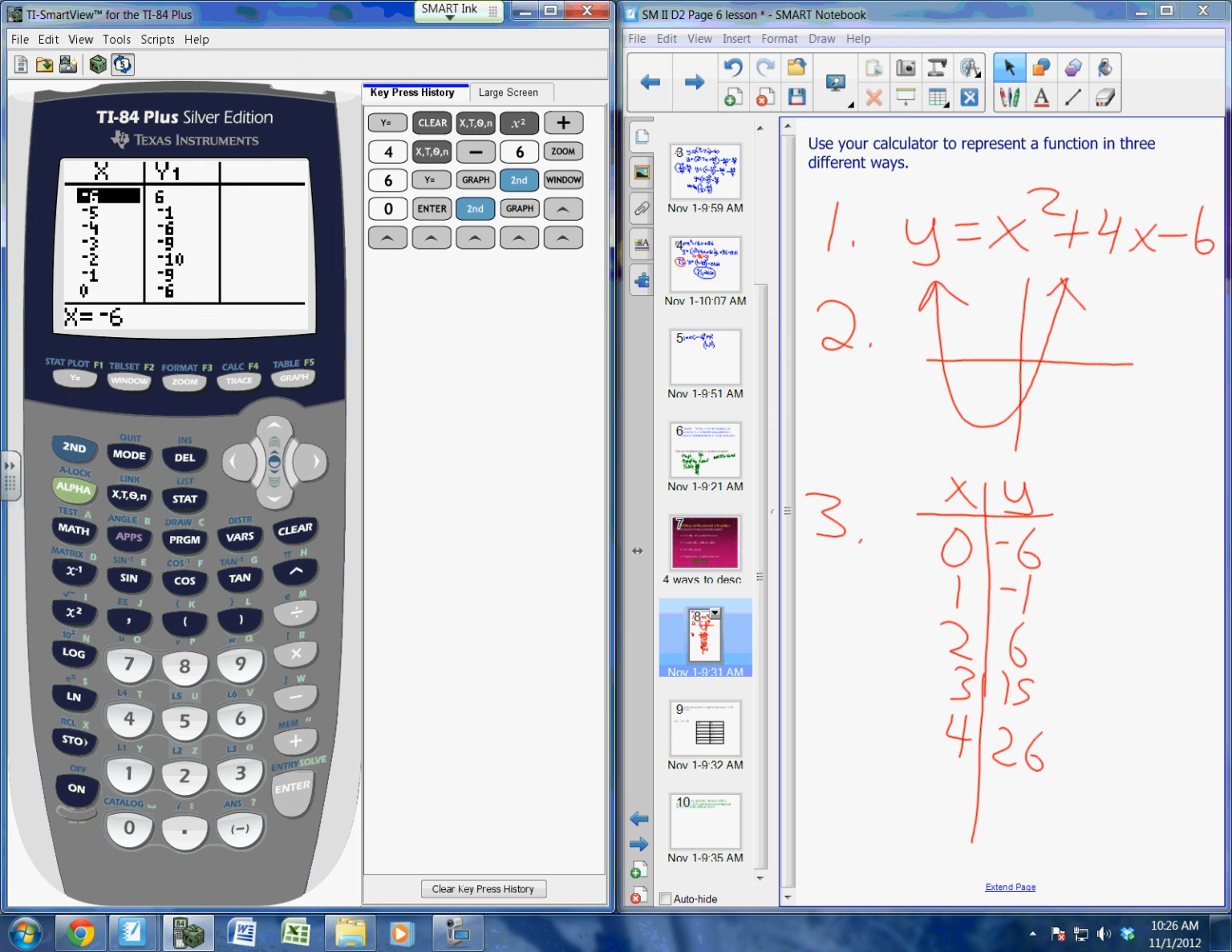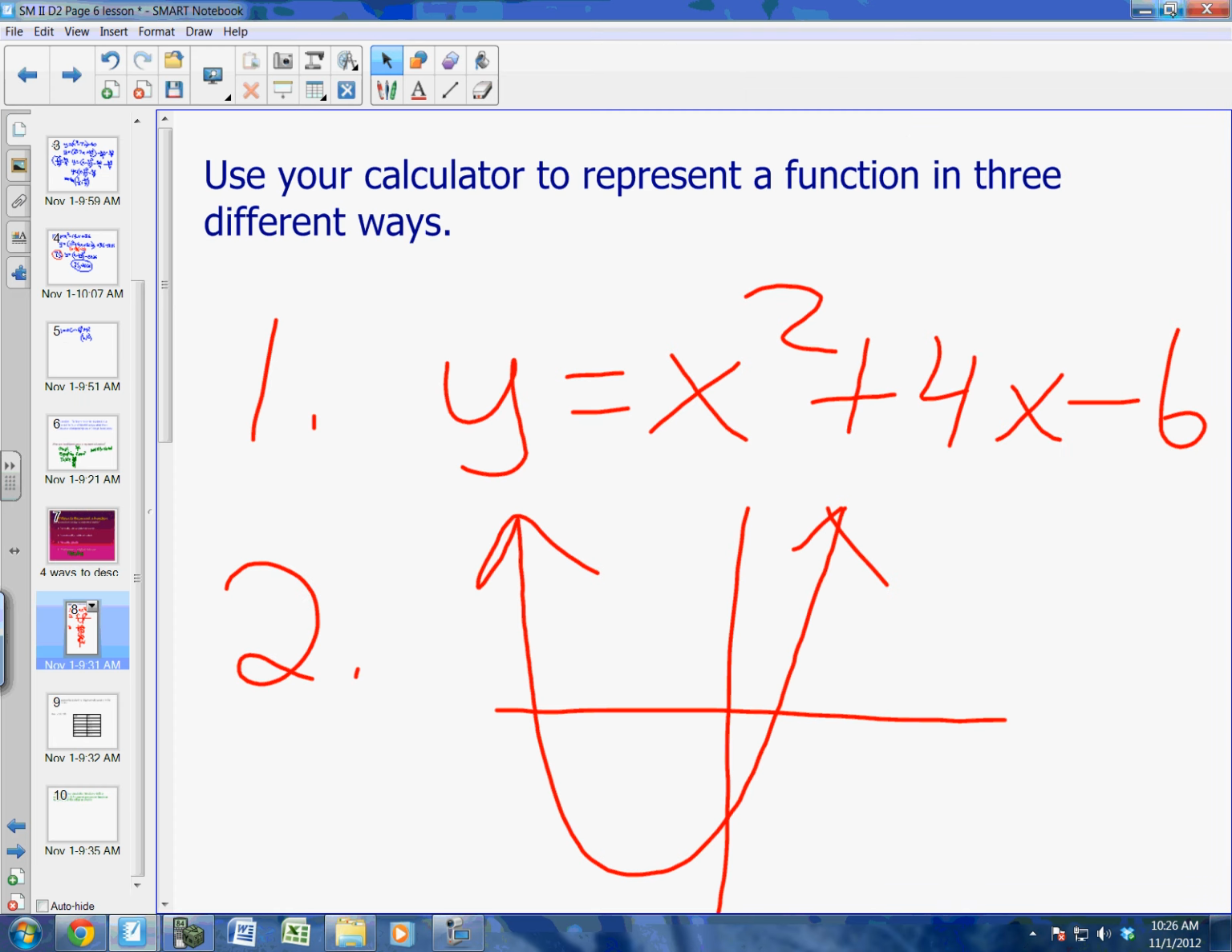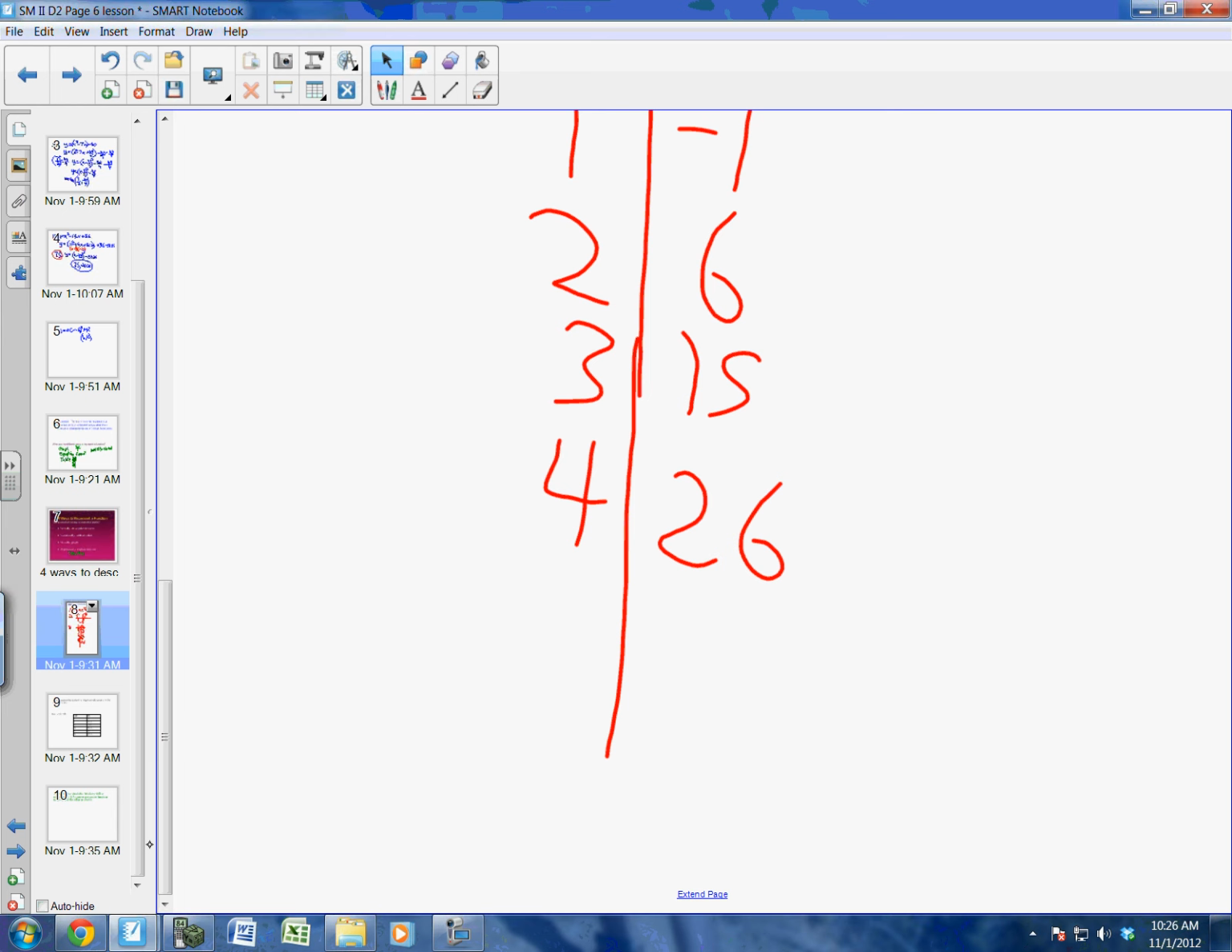Could we write a verbal description of this? No, I mean, could we write it on here? We'll do number 4. Could we write a verbal description of this function? We could. It would be kind of difficult. What are some things we could describe about this function?